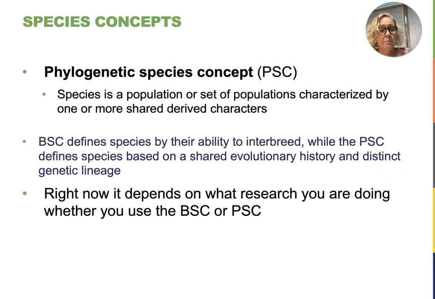The phylogenetic species concept is a species as a population or set of populations characterized by one or more shared traits. So the biological concept defines species by their ability to interbreed, while the phylogenetic concept defines species based on a shared evolutionary history and a distinct genetic lineage, which is just a little bit more useful in 2025 and can encompass things that reproduce asexually. More or less, it depends on what you are researching, what you are doing, how isolated your species are. But just know there are two different definitions for a species, right? One biological, one phylogenetic.